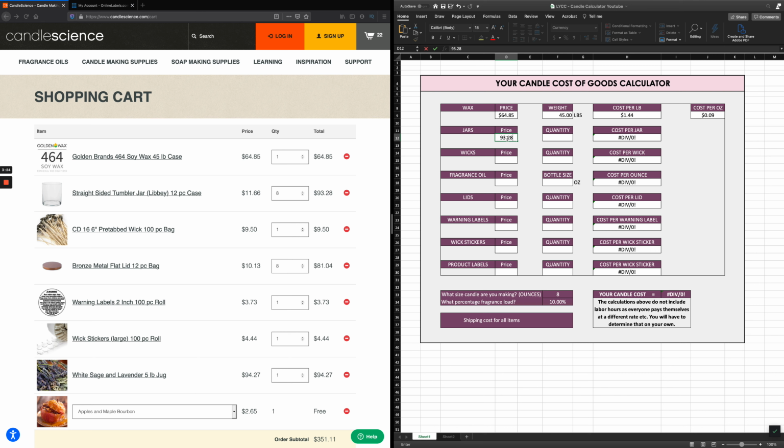$93.28. And then we're going to put how many jars come in this order, and that's 96 jars.